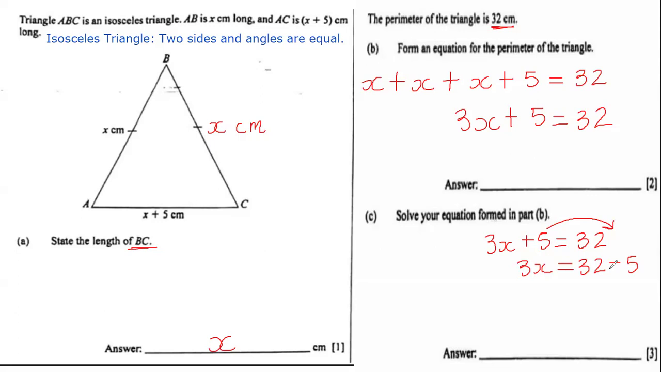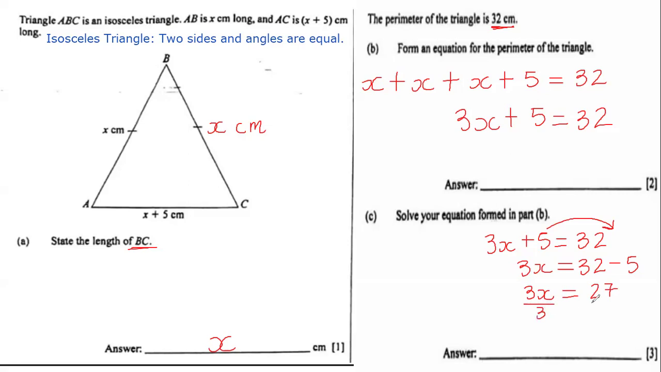32 minus 5 is 27. So we have 3X equals 27. After that, you have to divide 27 by 3. Very good. So we're going to divide both sides by 3.